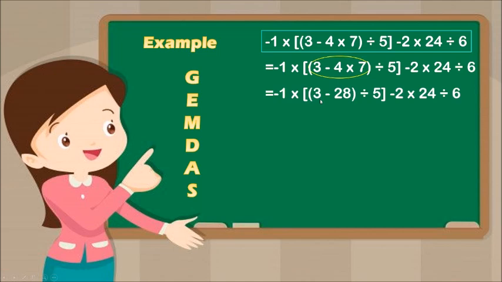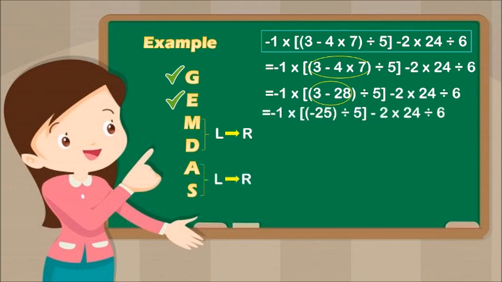So the answer would be, 4 times 7 is 28. So let's solve for inside the parentheses. So we have negative 1 times 3 minus 28 is negative 25, divided by 5, minus 2 times 24 divided by 6. So let's solve for inside the bracket. So negative 25 divided by 5 is negative 5.